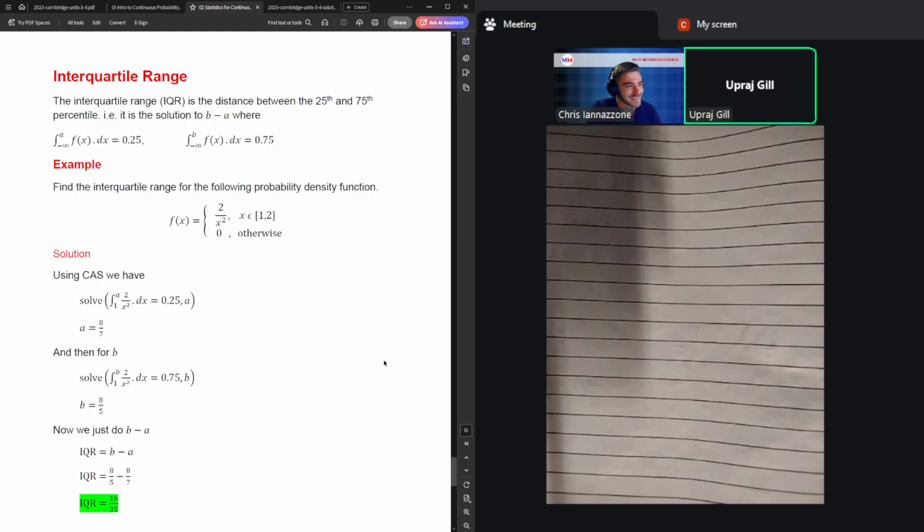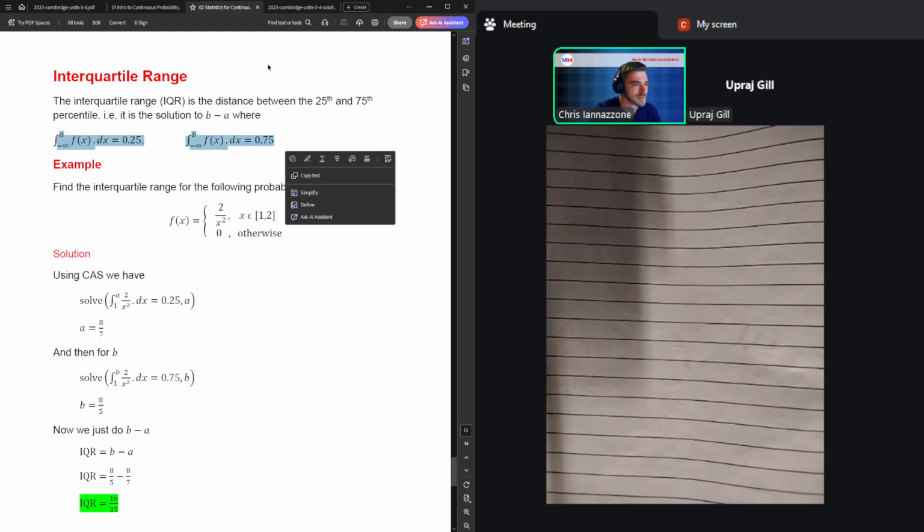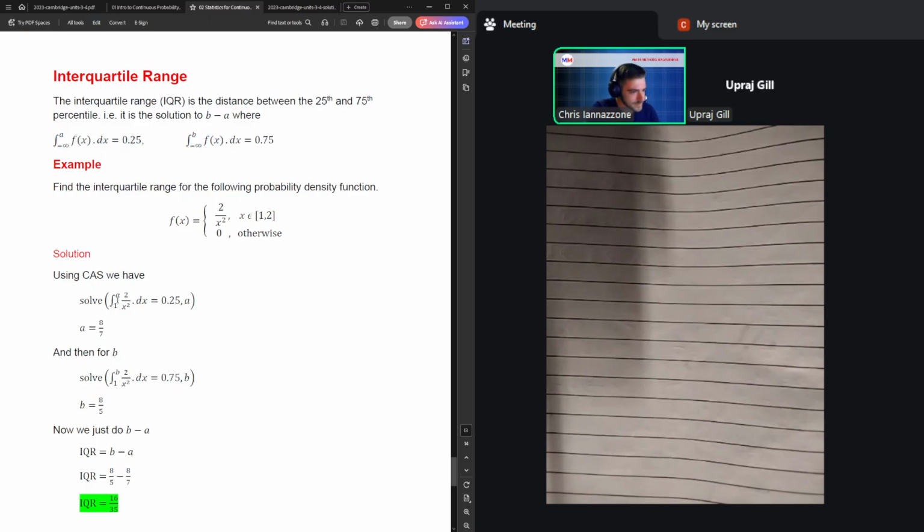Okay, so interquartile range is less. It is a statistic, I'm not going to downplay what it is. The reason why I'm sort of downplaying it a little bit is because you're just solving percentiles. So you're just solving the 25th and 75th percentile, and then just sticking a subtraction between them. That's what IQR, interquartile range, is.